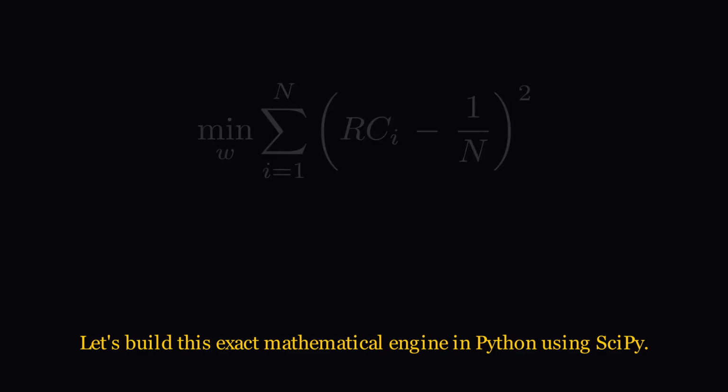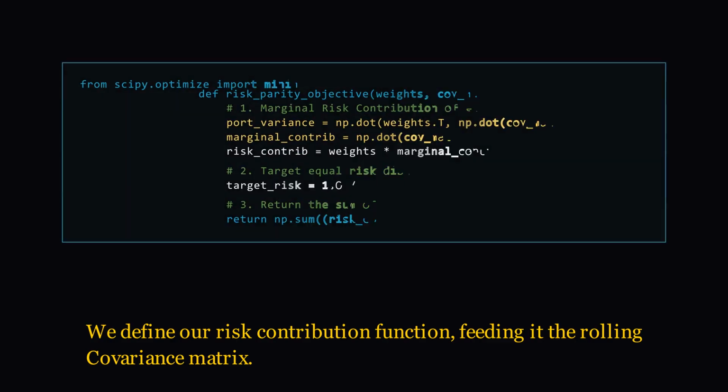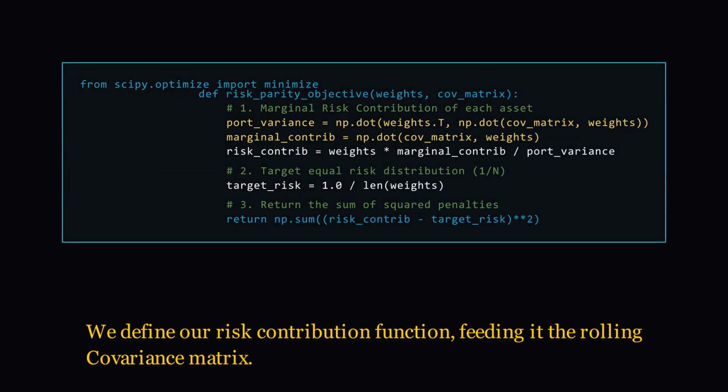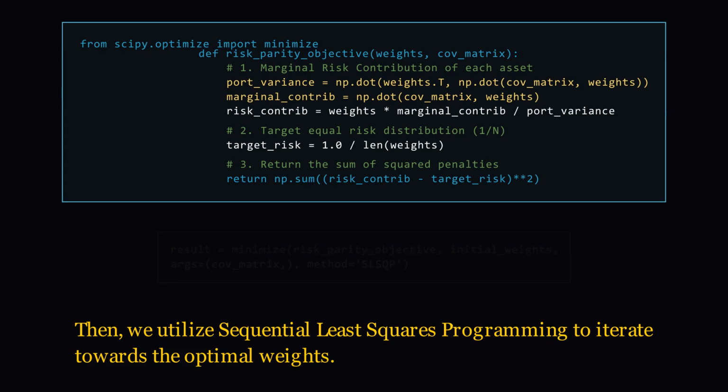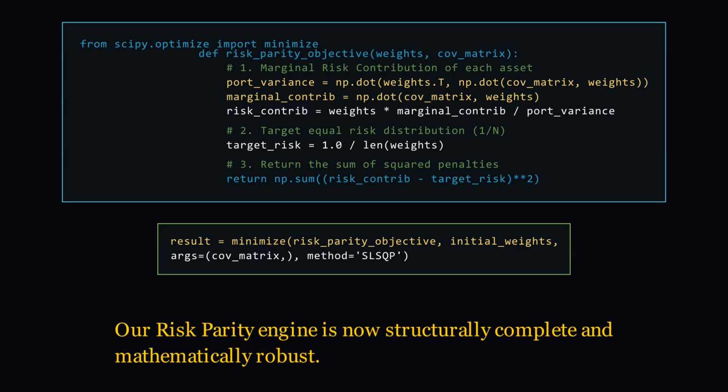Let's build this exact mathematical engine in Python using scipy. We define our risk contribution function, feeding it the rolling covariance matrix. Then, we utilize sequential least squares programming to iterate towards the optimal weights. Our risk parity engine is now structurally complete and mathematically robust.